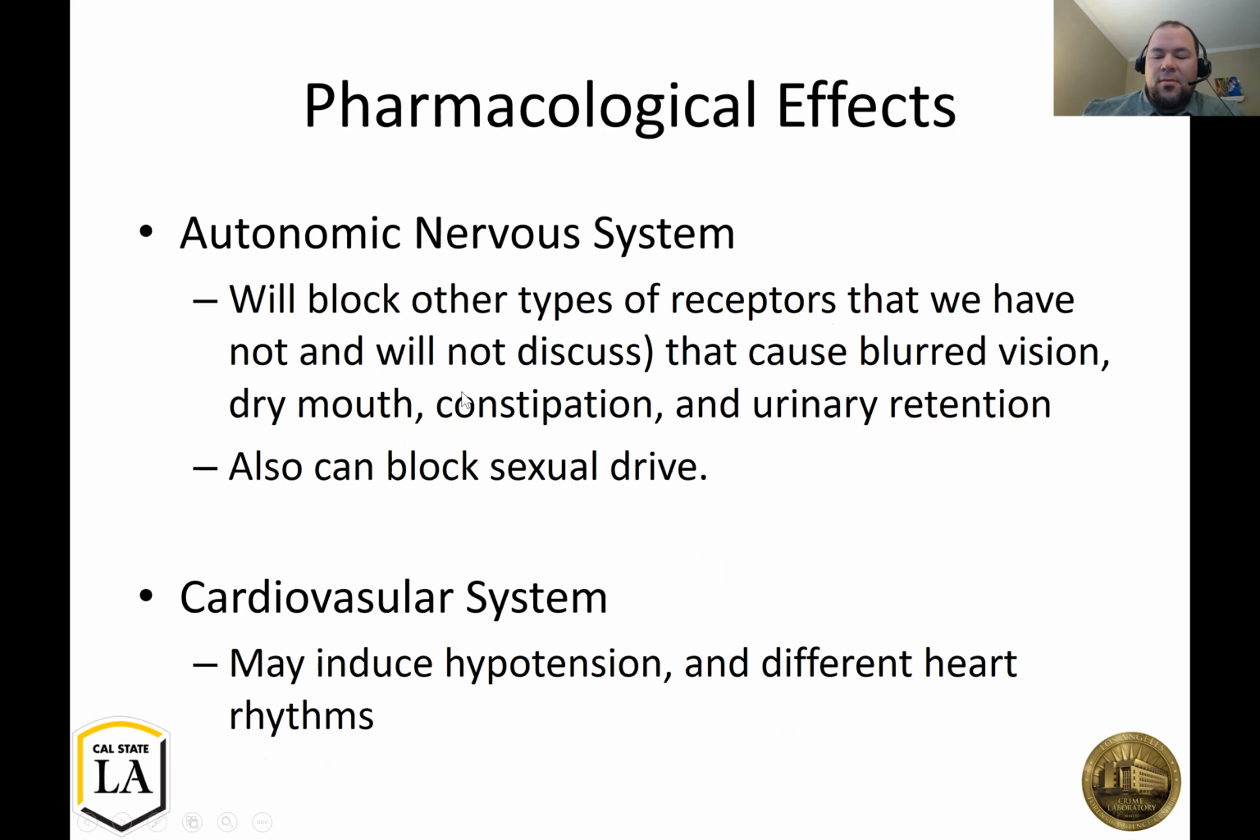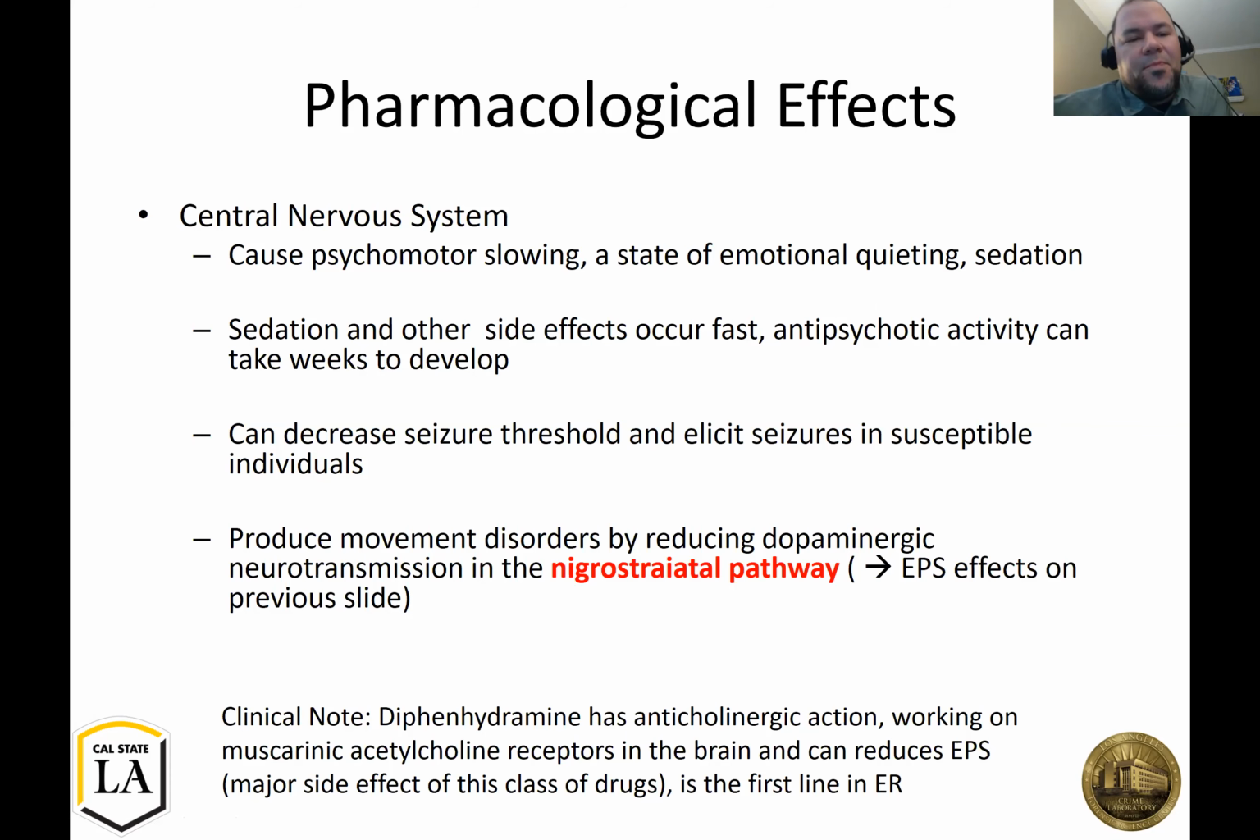So remember, there are multiple pathways of different transmitters, and I think I have a slide coming up where we'll talk about how some of these drugs have changed, and in doing so, have become a better profile, a better safety profile, and it has to do with the mechanism of action of the drugs.